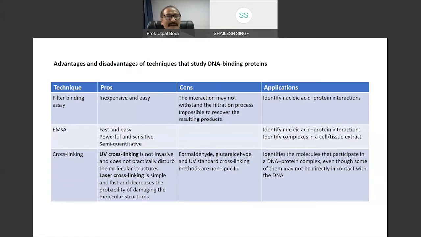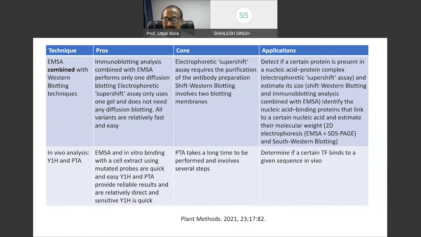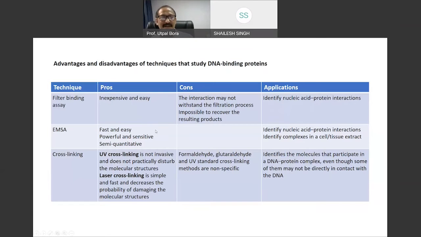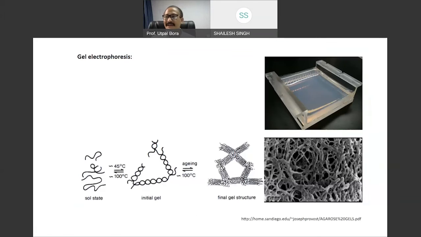But anyway, EMSA is a very, very sensitive technique. We use it for our own aptamer detection work, and the results are very, very convincing. Anyway, so various examples, where do you use them? Filter binding assay you use for identifying nucleic acid protein interactions, and similar. EMSA is also for identifying nucleic acid protein interactions, or you can also use it for identifying complexes in a cell or tissue extract, and so on. Right.